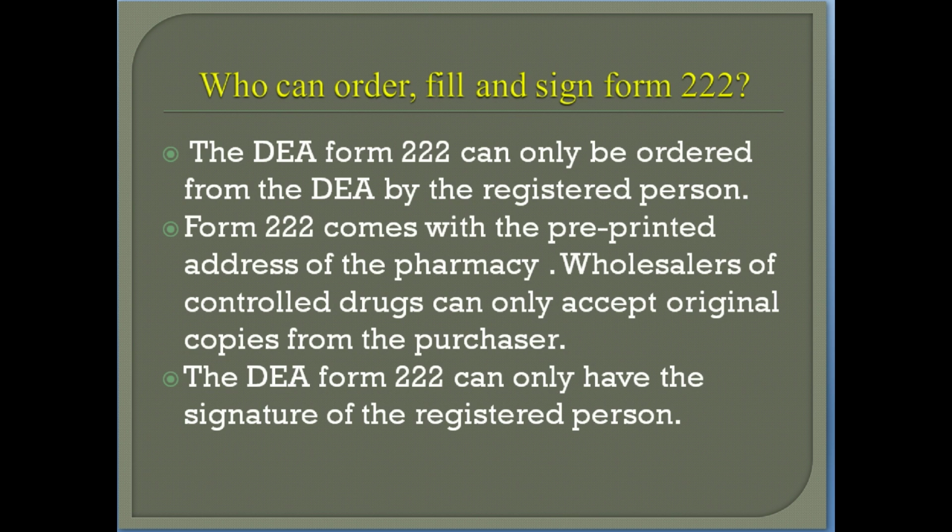Who can order, fill, and sign Form 222? The DEA Form 222 can only be ordered from the DEA by the registered person. Form 222 comes with the pre-printed address of the pharmacy. Wholesalers of controlled drugs can only accept original copies from the purchaser. The DEA Form 222 can only have the signature of the registered person.